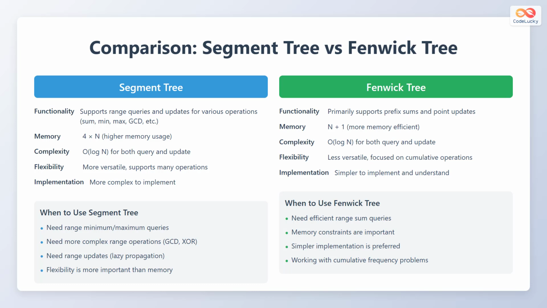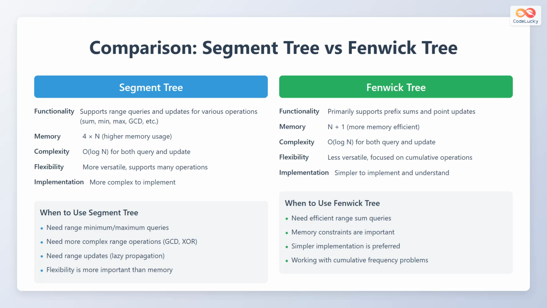Segment trees are more versatile, supporting a wide range of operations, while Fenwick trees are less versatile, focusing on cumulative operations. Segment trees are more complex to implement compared to Fenwick trees. When to use segment tree? If you need range minimum or maximum queries. If you need more complex range operations such as GCD or XOR. If you need range updates with lazy propagation. If flexibility is more important than memory usage, choose segment tree.